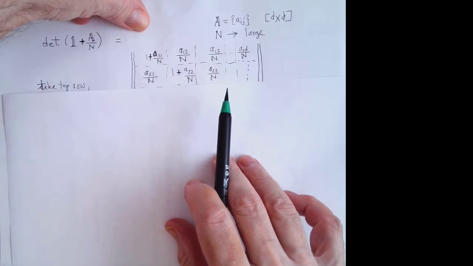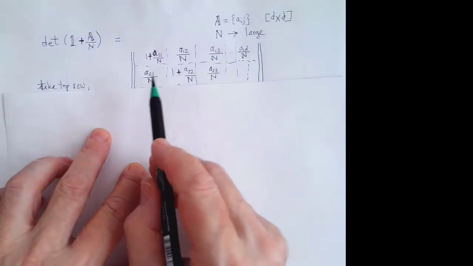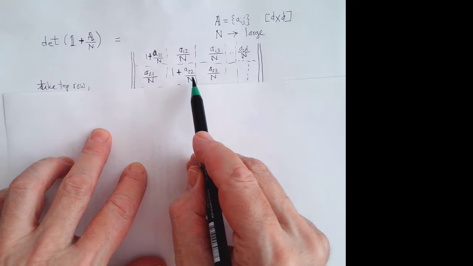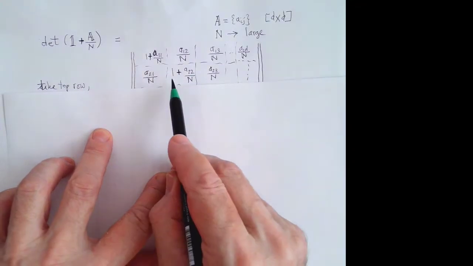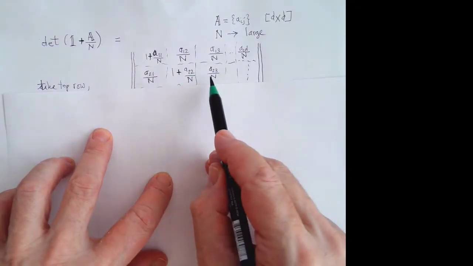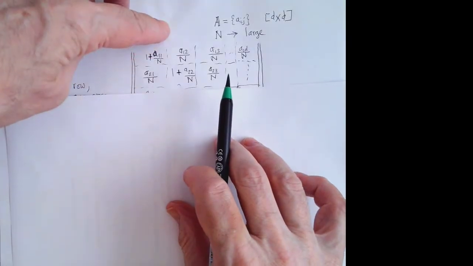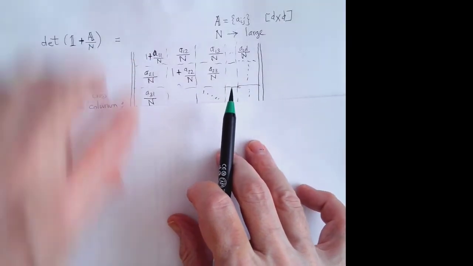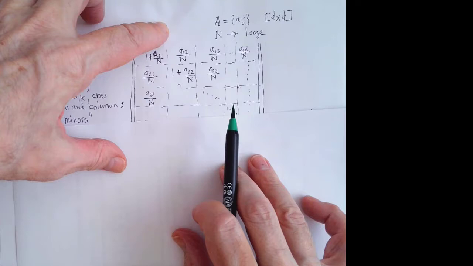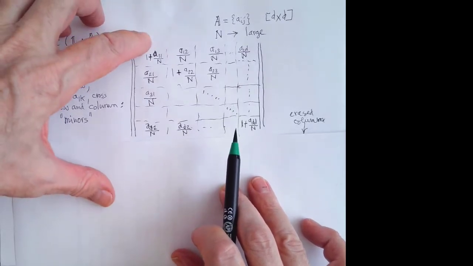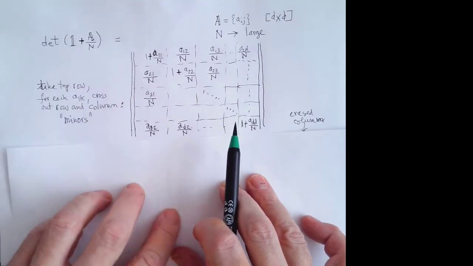The second row starts with a_21, then there is a diagonal term a_22, but it has 1 plus a small correction, and the rest is all of order 1 over n. The third row is similar, until we go all the way down to the d-th row.